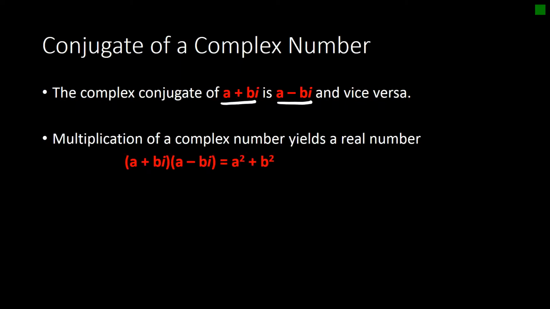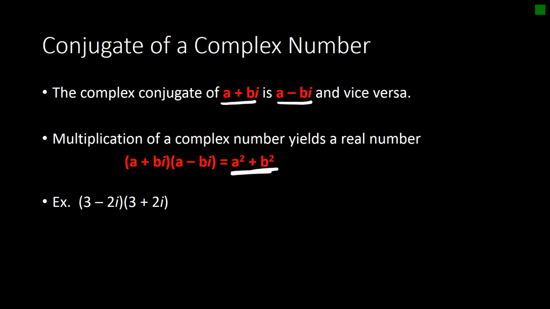Now, what is that going to do for us? Well, if you multiply a complex number by its complex conjugate, then what you get is a squared plus b squared, and your i's go away. Now, why is this important with division of complex numbers? In order for a complex number to be in simplest form, we need it in the form a plus bi. And in a plus bi, we don't have any i's in the denominator. So that's why we need the complex conjugate so that we can divide.